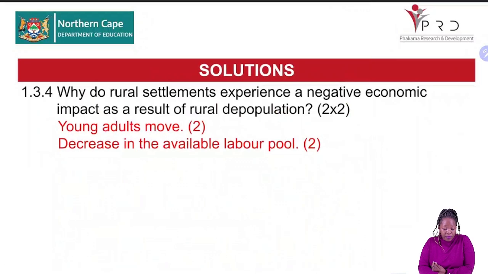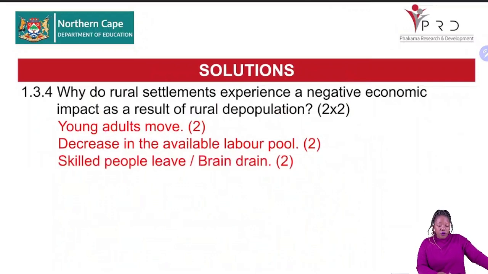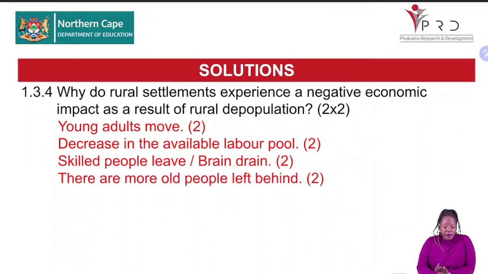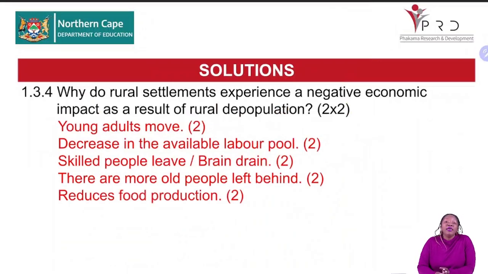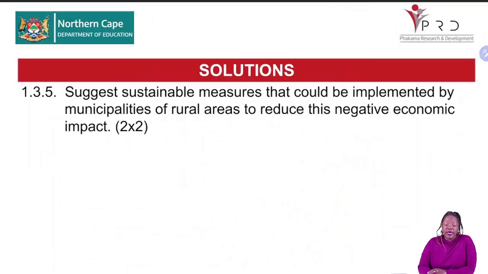That is the reason why they are not doing well in terms of the economy, because all the working class have migrated to the urban areas. We're also looking at the skilled people: the ones that are left behind don't have any skill or any clue, so it is also a negative impact. There are more old people, as we've already mentioned, who are left behind. Besides the old people, there are also those who are too young to work. It also reduces the food production because there is no one who is working.